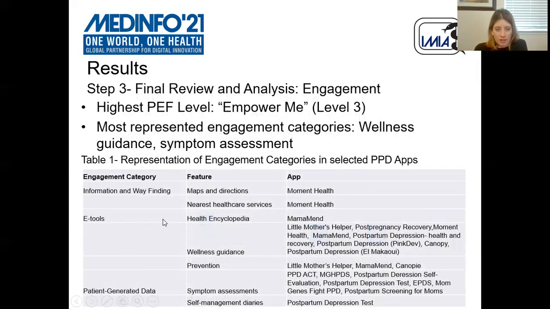Okay. And for our final review and analysis of the engagement criteria, the highest PEF level that we found was Empower Me, level 3, and the most represented engagement categories were wellness guidance and symptom assessment. Table 1 shows a representation of the engagement categories in the apps. So for example, the app Moment Health had the features of maps and directions to the nearest healthcare services. So this falls under the engagement category of information and wayfinding.